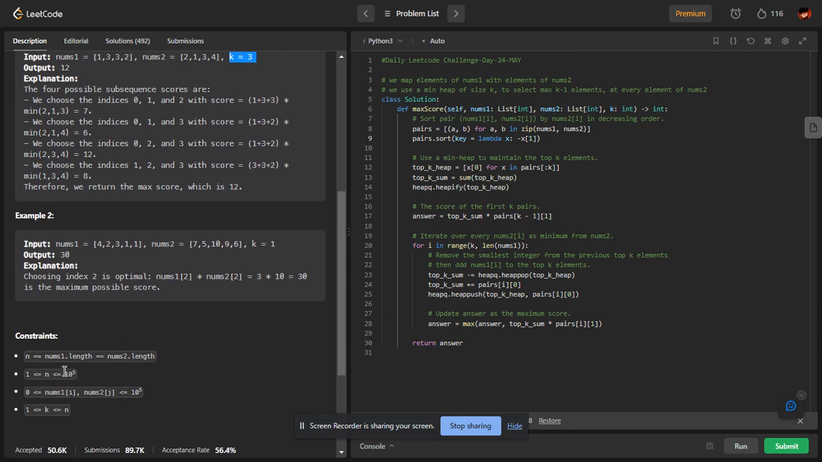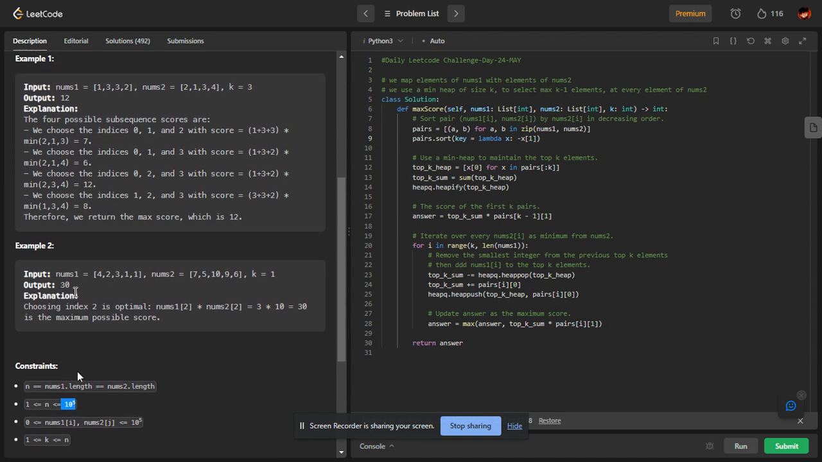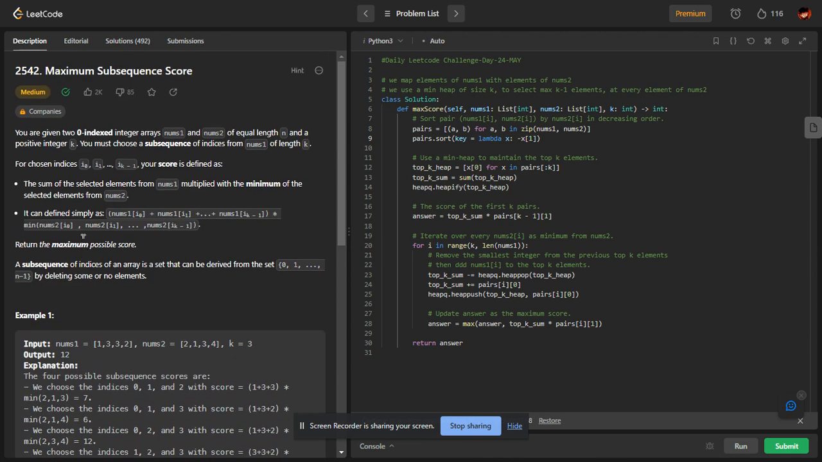You can see here n is in the range 10 power 5, so we cannot use a brute force approach. That means for every k values we cannot come and check. So we have to find a more suitable approach. What we are going to use is the heap approach, or you can call it a priority queue. First I am going to map elements of nums1 with nums2.